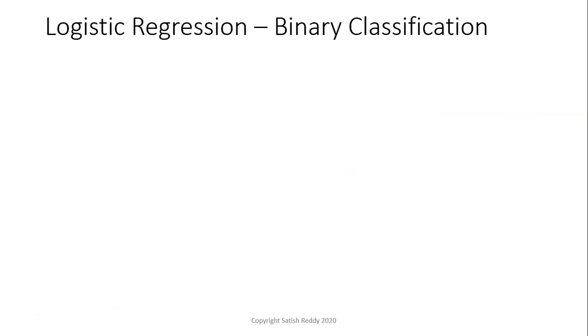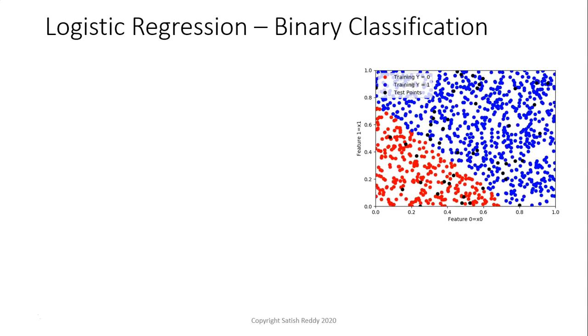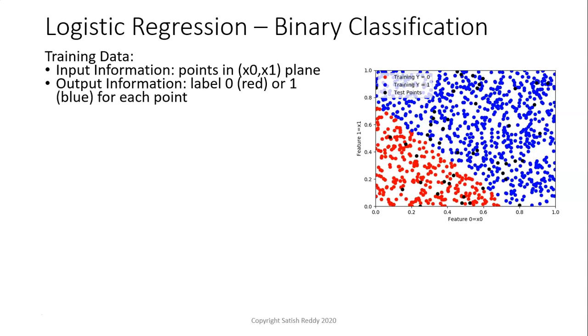Let's move on to logistic regression, specifically the application of binary classification. Here the training data consists of input information. These are the points in the x0, x1 plane. So the actual input information are the 2 coordinates, the x0 and x1 values for each point, and the output information is a label for each point, 0 for the red points and 1 for the blue points.